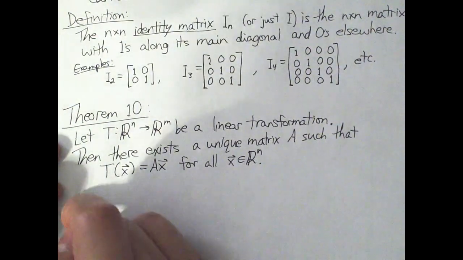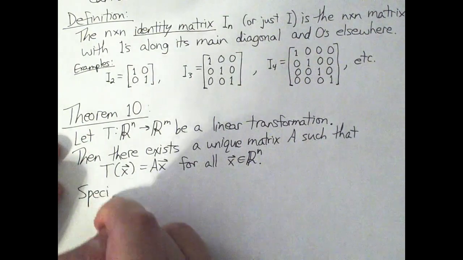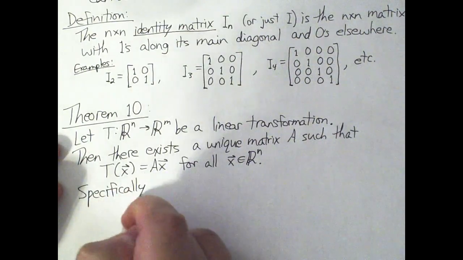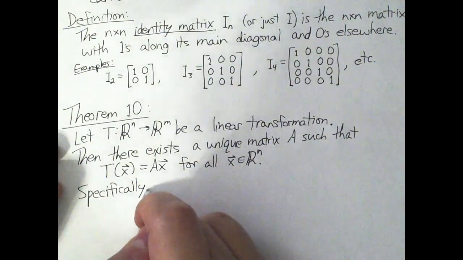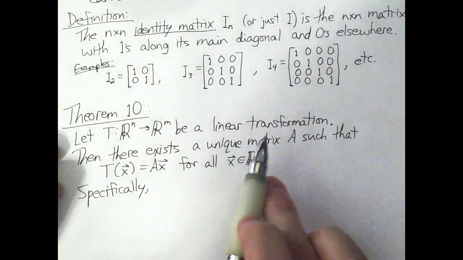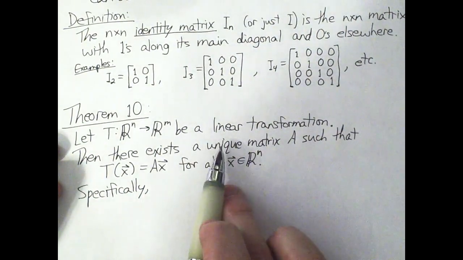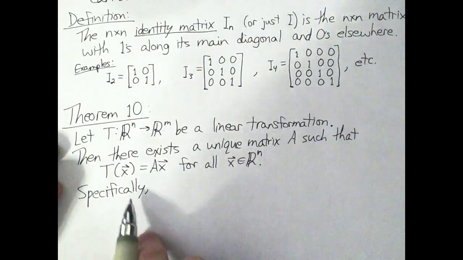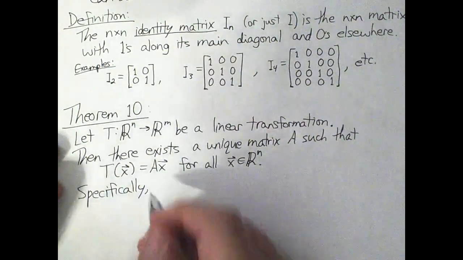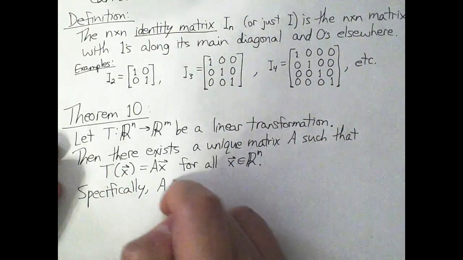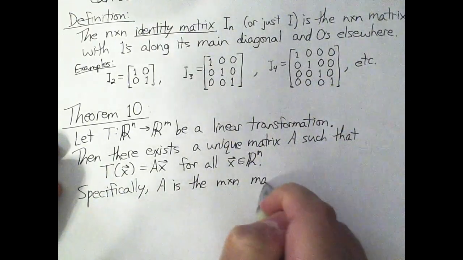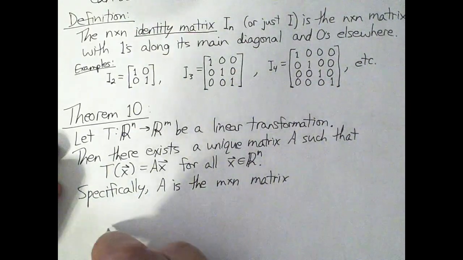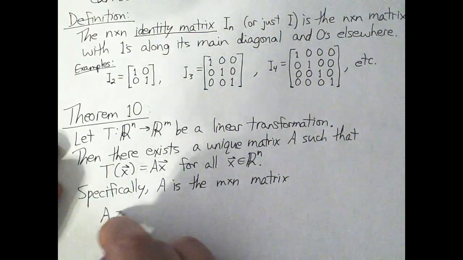Okay, I said there was going to be more. Specifically, wouldn't it be nice if we actually could find the matrix? Well, that's what the rest of this theorem is about. First it says that there exists a matrix. It also says that it's unique. And now it's going to tell us how do we find that matrix? A is the m by n matrix A equals.